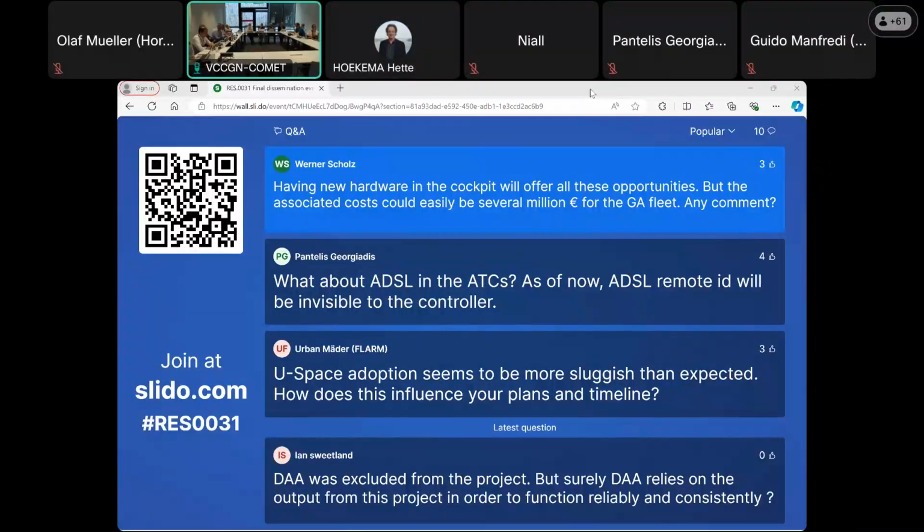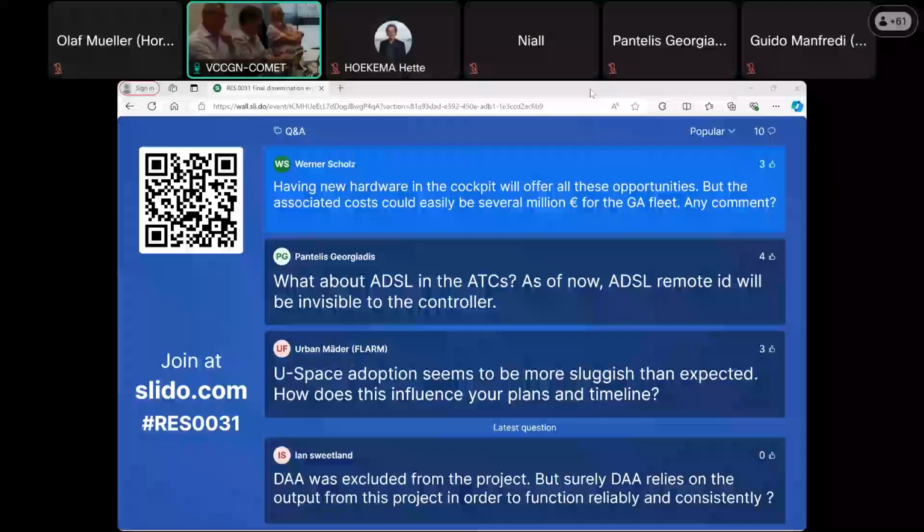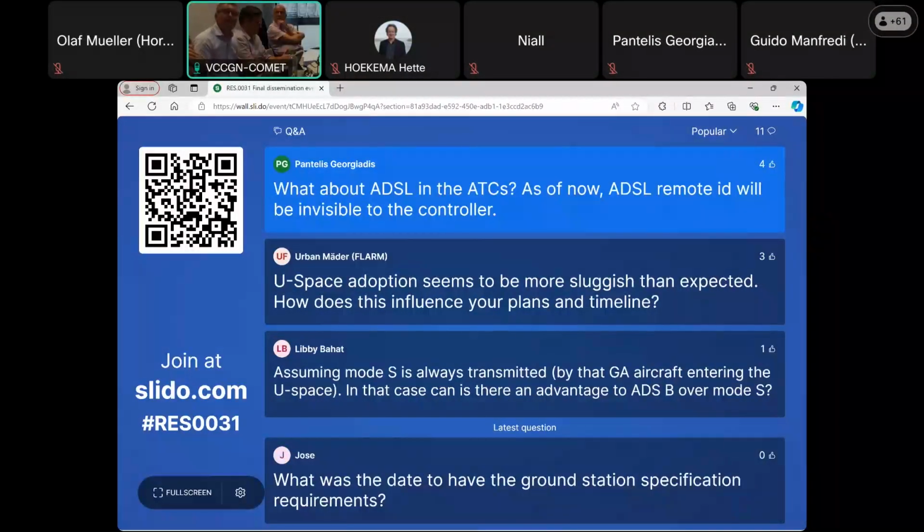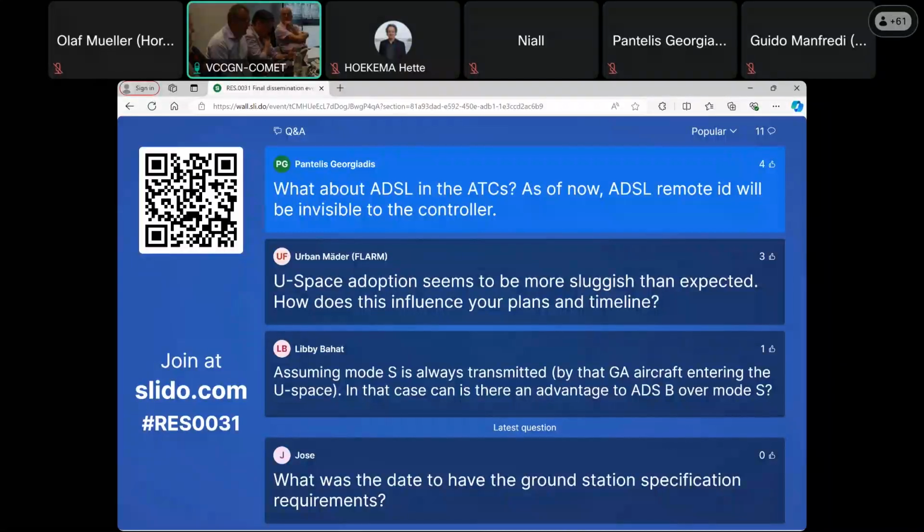Thank you for these very important words from the top expert on avionics. Very encouraging to hear that. All right, so the next question is from Pantelis. It's on the screen now. What about ADSL in ATCs? As of now, ADSL remote ID will be invisible to the controller.